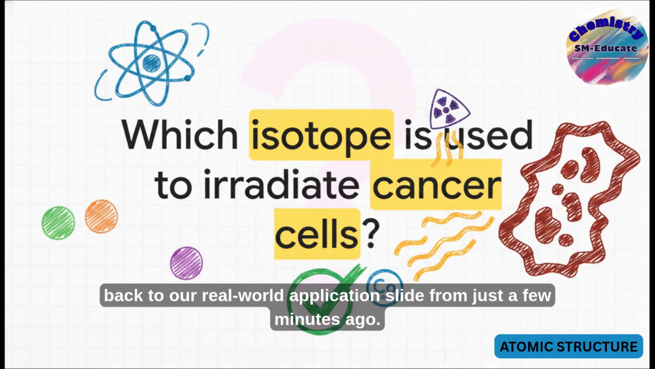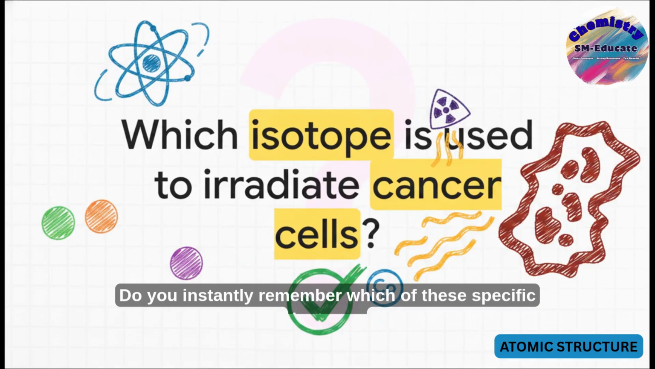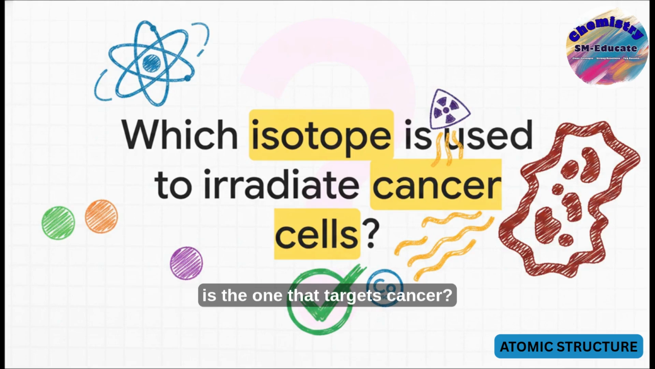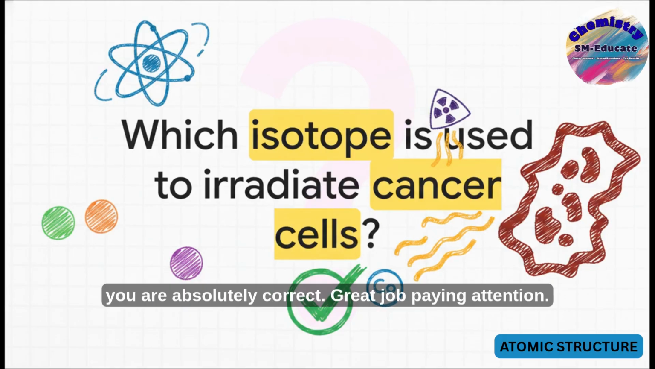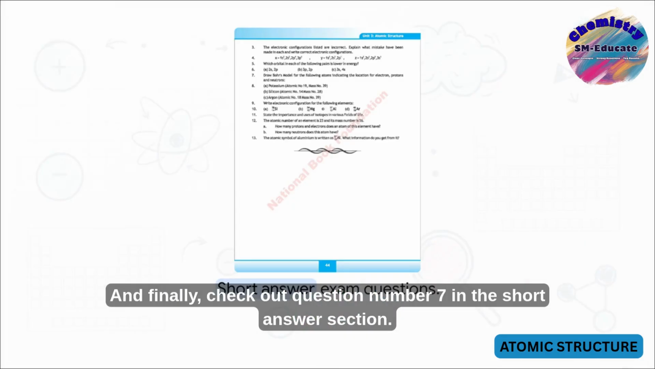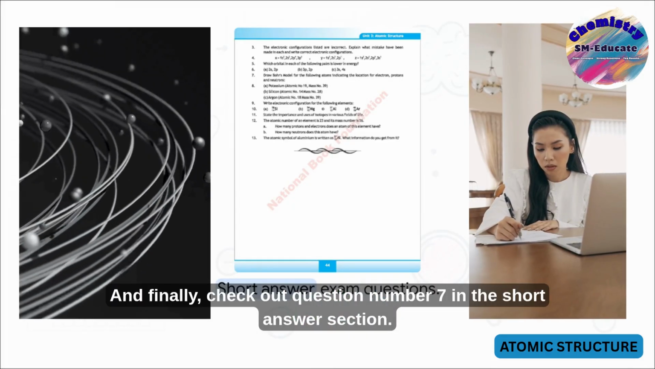Let's actually test one together right now. Think back to our real-world applications slide from just a few minutes ago. Do you instantly remember which of these specific isotopes is the one that targets cancer? Well, if you locked in on option C, cobalt-60, you are absolutely correct. Great job paying attention.